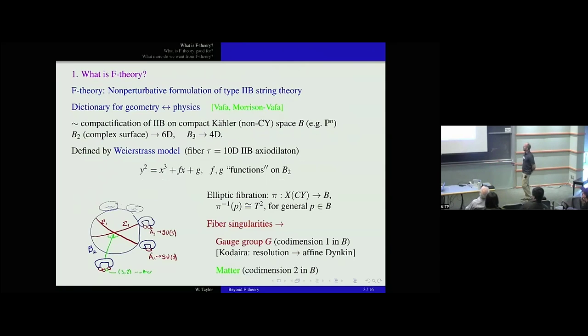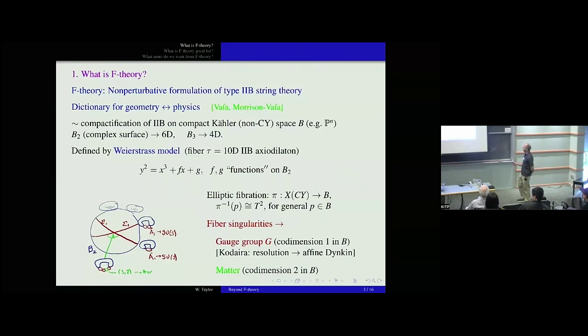So the picture is that this Weierstrass model encodes some kind of elliptic fibration over the space B2 or B3. And this Weierstrass model has singularities which correspond to the presence of 7-branes in the type 2B theory. So we can read off from the geometry of this elliptic fibration, at places where the fibers become singular, we get physics associated with gauge groups and matter and other things. This in particular relies on a very beautiful, long-standing piece of work by Kodaira in understanding the structure of different singularities that can arise in an elliptic fibration.